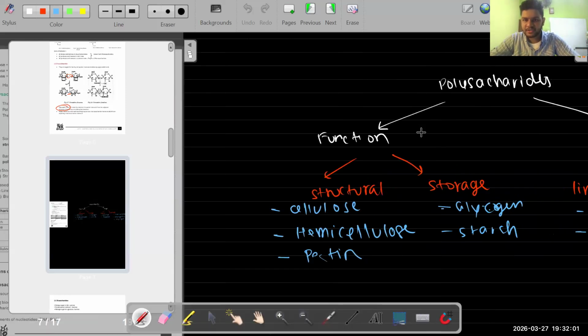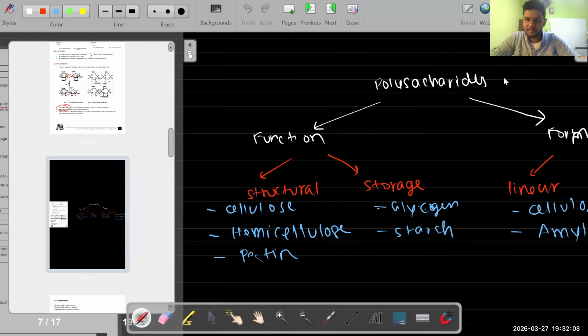After this, I introduced you to this diagram, which means polysaccharides are classified into two ways, based on their function and form. If you see function, they are used in two functions. First, they are used for structural purposes; they have a structural contribution. Second, they have a storage component, which means polysaccharides are used as structural components and as storage components.